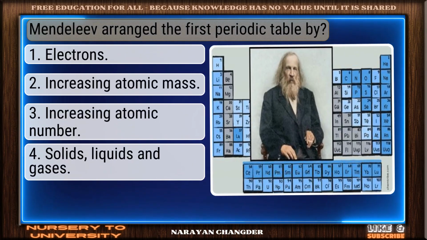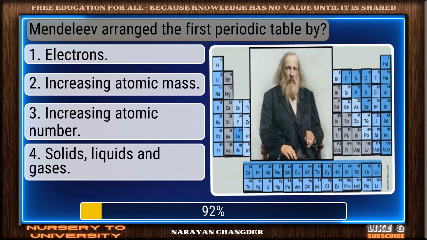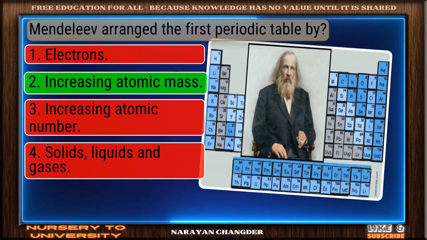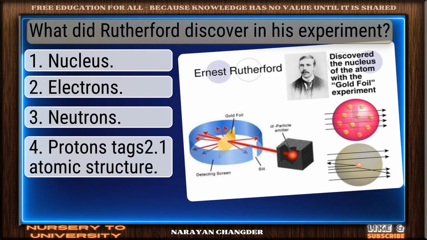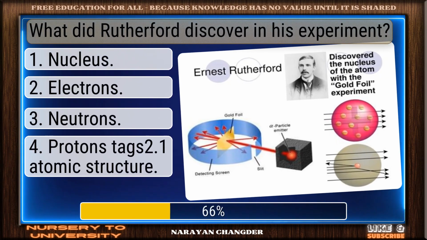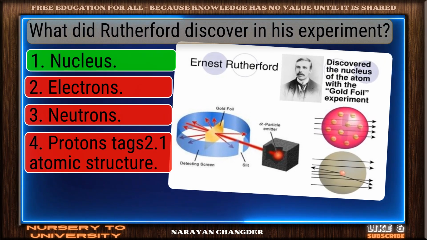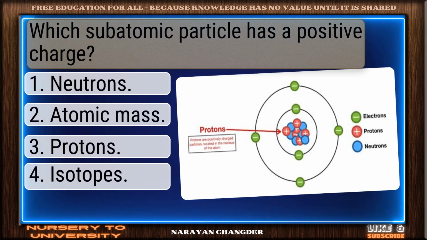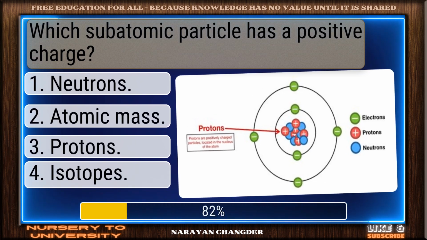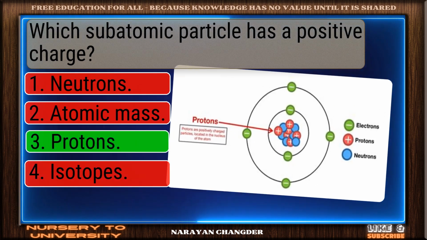Mendeleev arranged the first periodic table by... Clear logic. Your choice increasing atomic mass is sound. What did Rutherford discover in his experiment? Exactly. Nucleus makes sense. Which subatomic particle has a positive charge? Well done. Protons is the right choice.